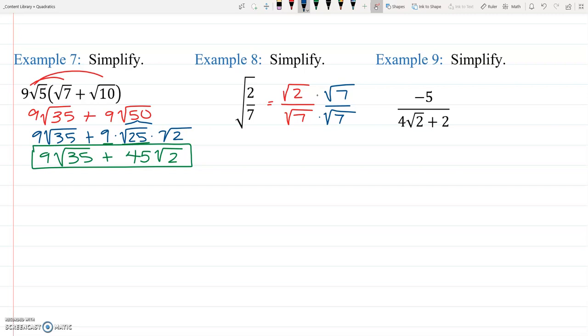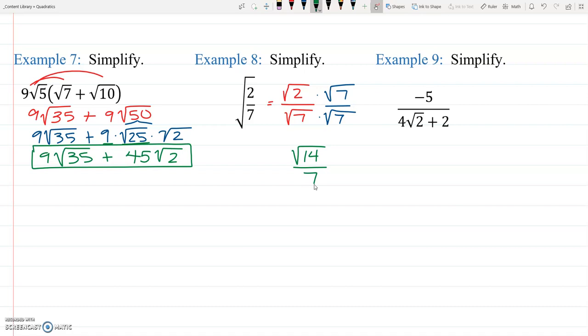Okay, so here's what I get. On top, you can put those back together, I get square root of 14. On the bottom, square root of 7 times square root of 7 is square root of 49. Square root of 49 turns back into a 7. Look at the square root of 14 real quick. Can that simplify? 2 and 7, right? But can either of those be a perfect square that would turn into a whole number? Nope. So that can't simplify.